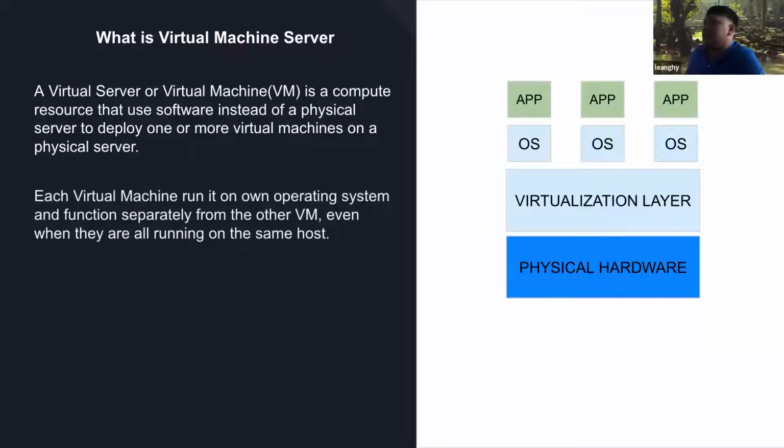Each virtual machine runs its own operating system and functions separately from the other VMs. Even though they are running on the same host, they are actually different. They are already separate. If we look at the picture, we can see the physical server or physical hardware, and then the virtualization layer, which we can call the hypervisor. After that, the VM, including the OS and application at the top.